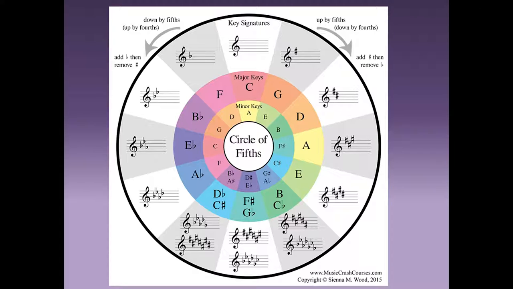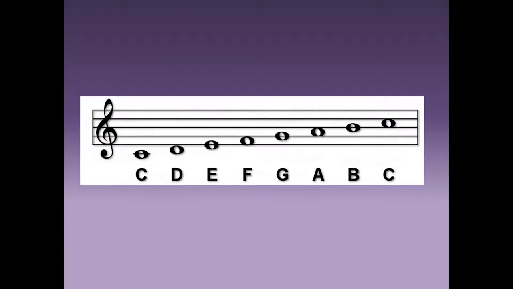Don't worry about the rest of this. The circle of fifths is extremely helpful, but it's also kind of complicated if you're coming into this without any knowledge of music theory. What you need to know for now is that the circle of fifths is extremely useful in figuring out what key signature you're in. And because we have no sharps or flats in the key signature, we are in C major, or A minor, but I can tell you right now that this isn't a minor key.